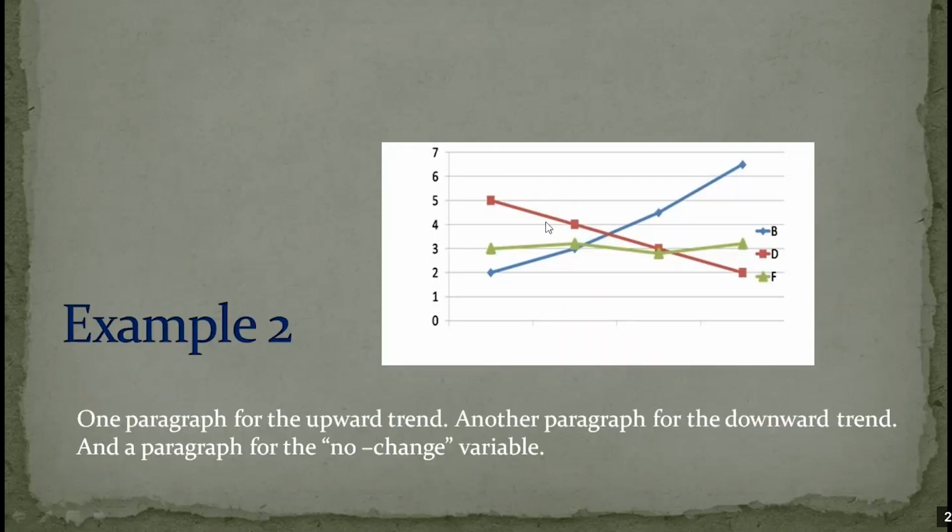Here's another example. We said here in the situation that there are three trends. So you're going to have one paragraph for the upward trend, one paragraph for the downward trend, and one paragraph for the no change variable. And here, the total number of paragraphs in this essay is going to be 5. Introduction, overall, upward, downward, no change. And remember that in task 1, we don't need to write a conclusion. We write a closing paragraph, but it's optional.